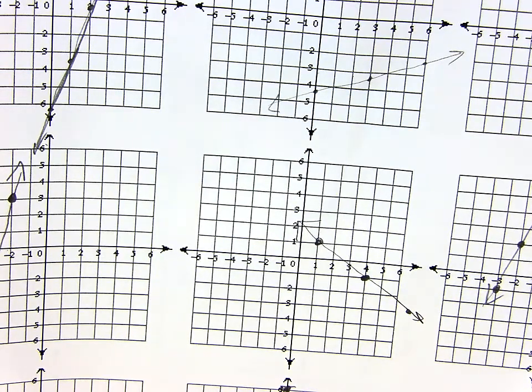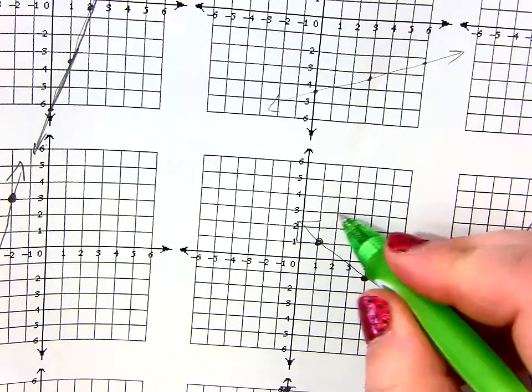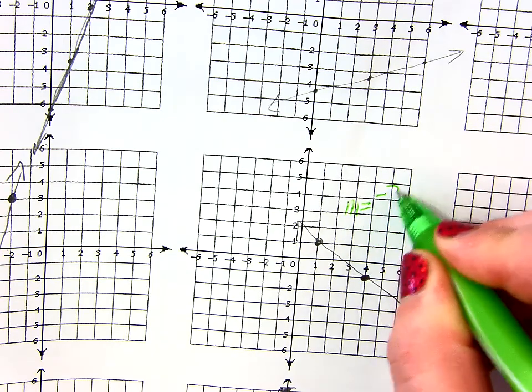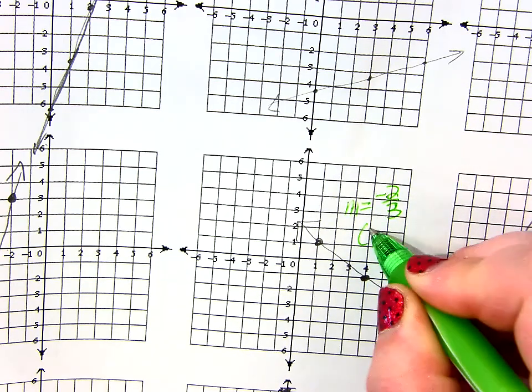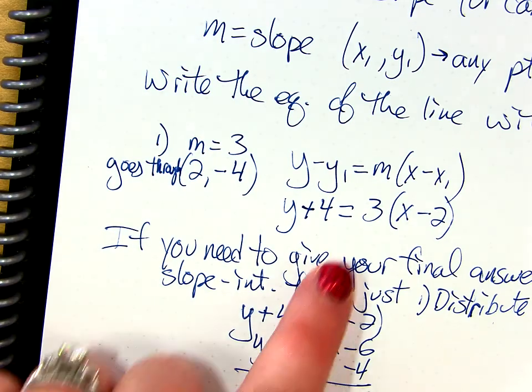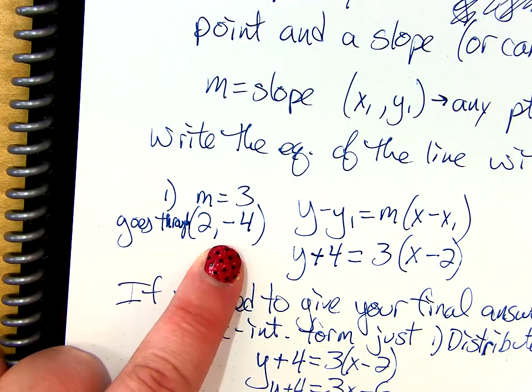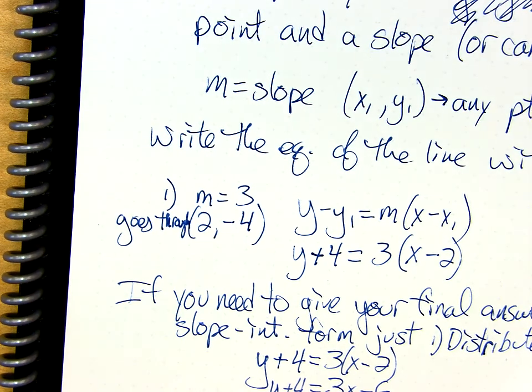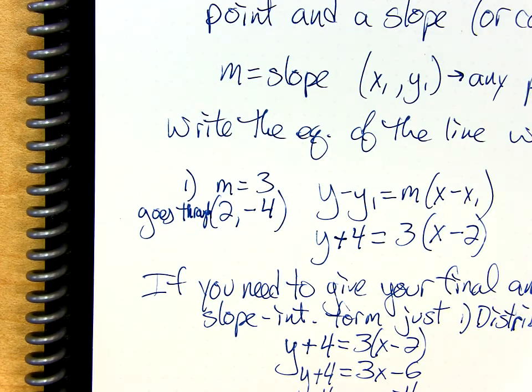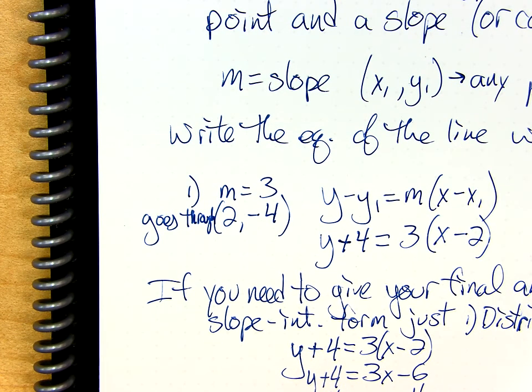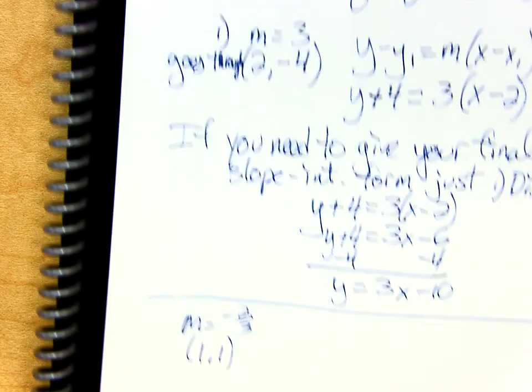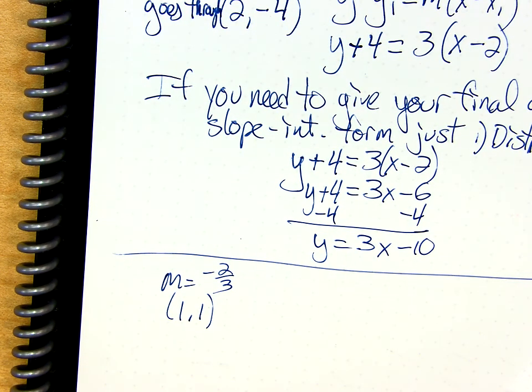1, 1. So if I want to write the equation of this line, I have everything I need. I have a slope, negative 2/3, and I have a point, 1, 1. Isn't that exactly what we just did right here? I gave you a slope and I gave you a point. So if you're given a graph, you're just going to extract that information from it. So my slope was negative 2/3 and my point is 1, 1. Go ahead and write me the equation of that line. Just leave it in point slope form.